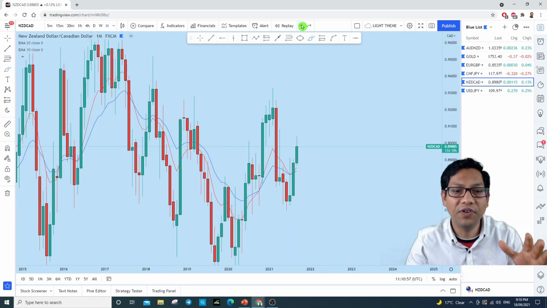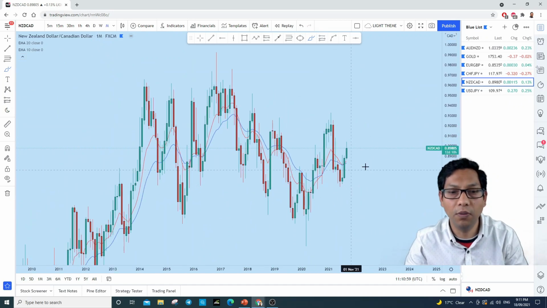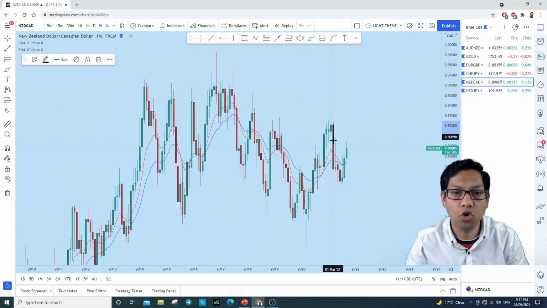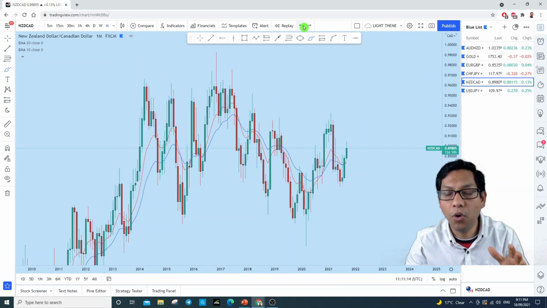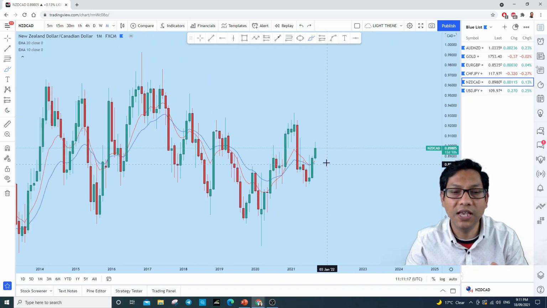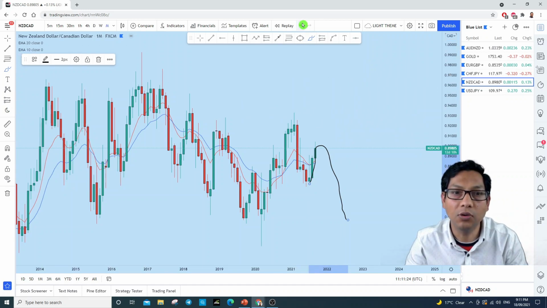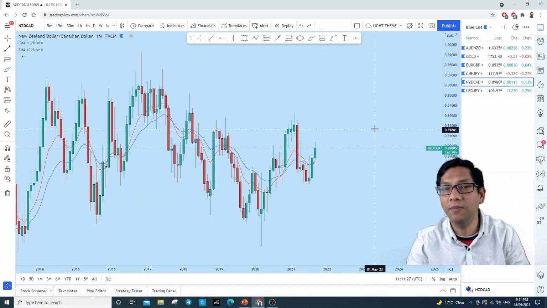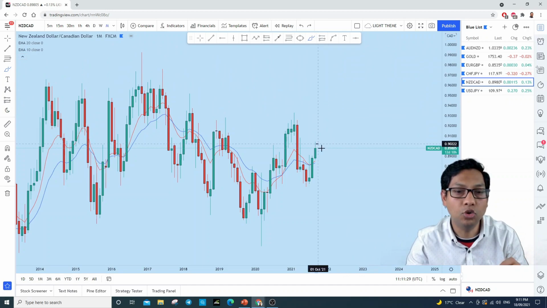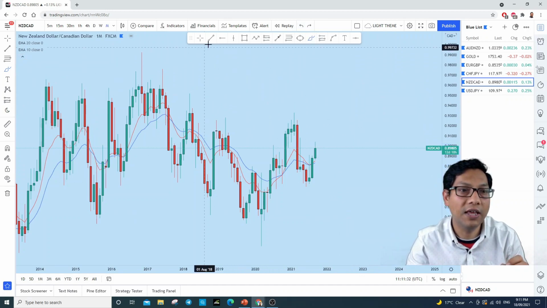Now look at the bigger picture, the overall picture. What we have seen is that NZDCAD dropped, created quite a few bearish candles. Now in the last 3 months we have seen an uprise from here. At this point, after this drop, we can say this is a retracement, and we can expect another drop to the downside. So on the monthly we can expect NZDCAD to drop, because this is a very, very important level.